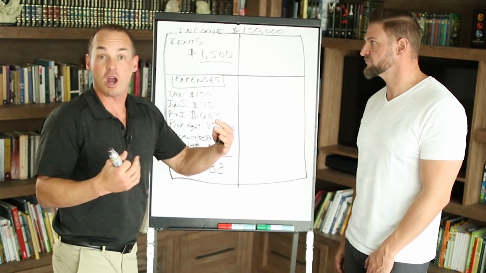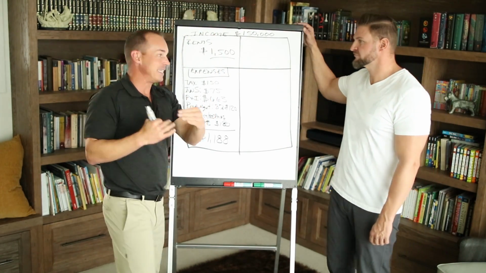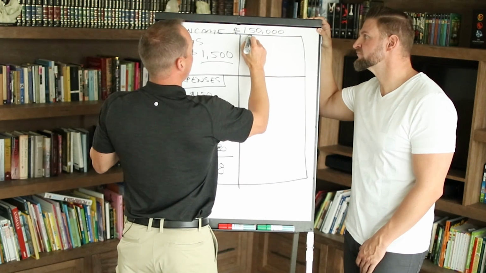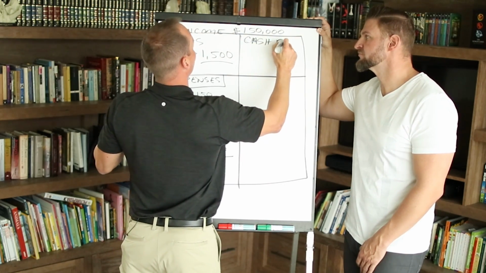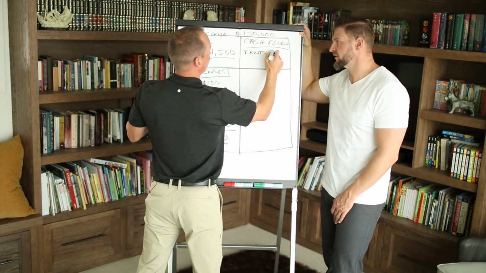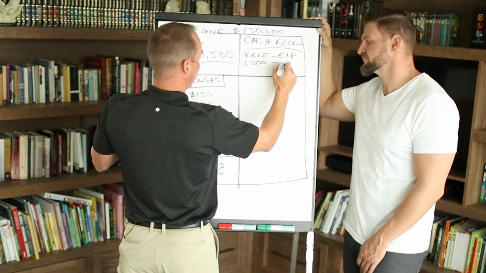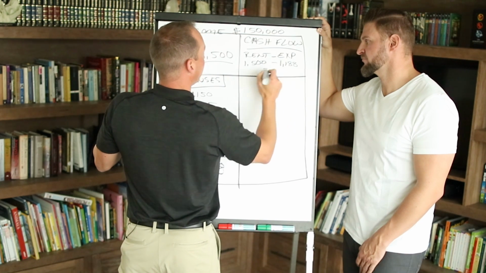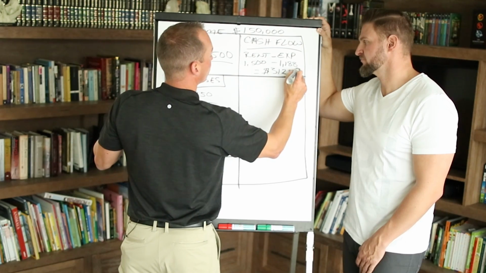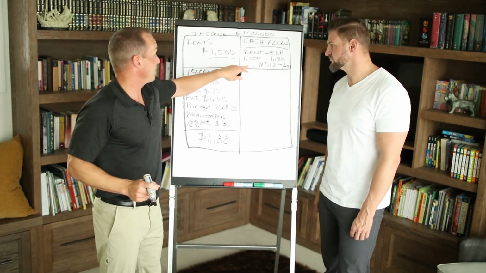Again, back to that profit and loss statement. You've got your income, you've got your expenses, and then what does that mean at the end of the day, which is our cash flow. So this one right here is called cash flow, and that's simply taking the rent minus the expenses. So we have the $1,500 minus the $1,188, which equals $312 per month.